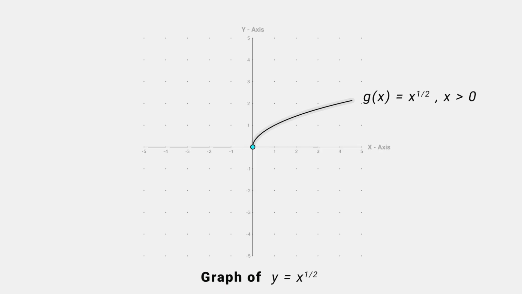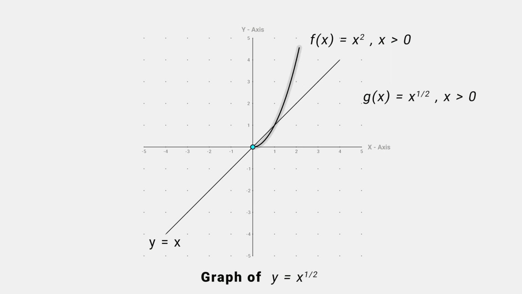Graph of square root function y equals square root x. If f of x equals x square and g of x equals square root x, then f of x and g of x are inverse of each other. Or we can say that square root x is the mirror image of x square about y equals x.